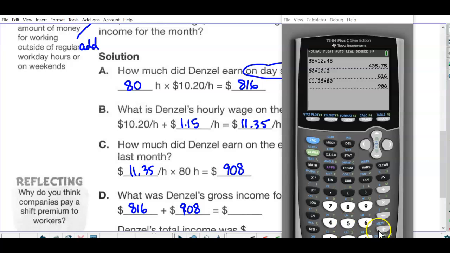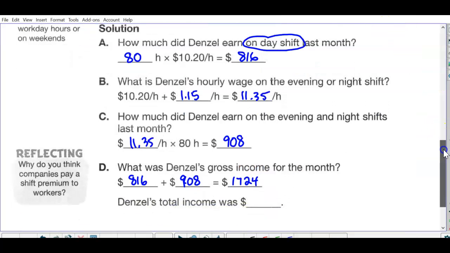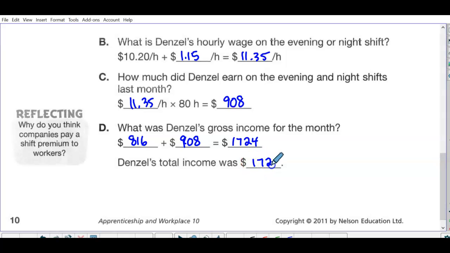And then, so that's 816 plus 908. If you already have the 908, you can just go add 816. Or in a graphing calculator, you can actually cursor up to get that. In this case, $1,724. Okay, and that would be his total income.